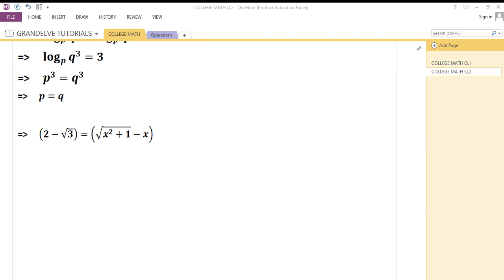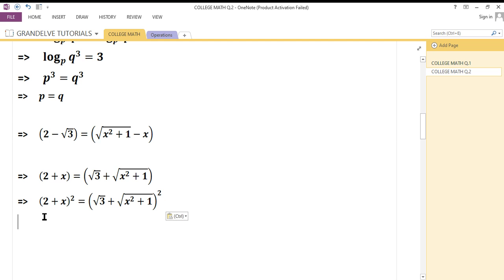I know you'll be on the same page if I write 2 plus x equal to square root of 3 plus square root of x squared plus 1. Now it will be okay to find a square at both sides of the equation. So let's find a square at both sides of the equation, and that will be 2 plus x all squared equal to square root of 3 plus square root of x squared plus 1 all squared.